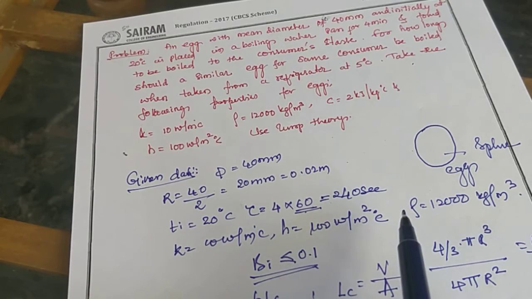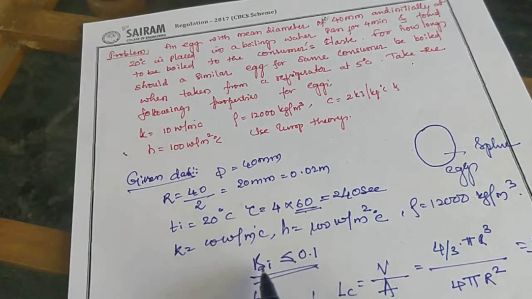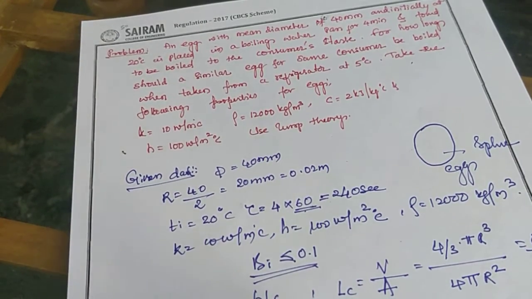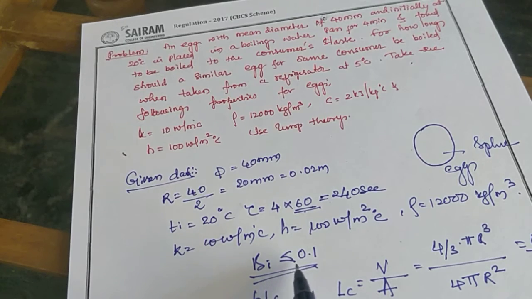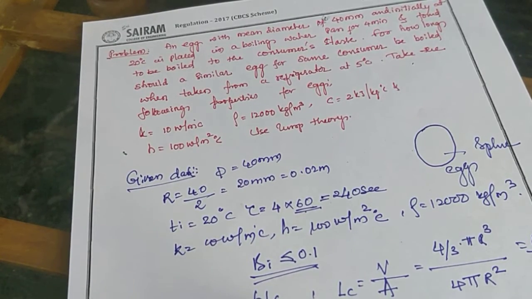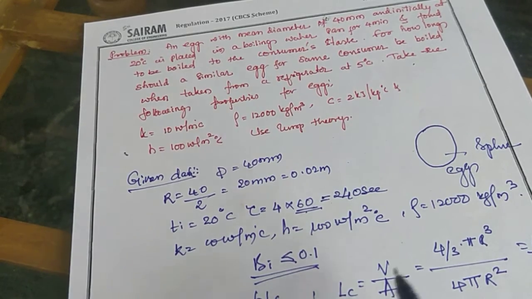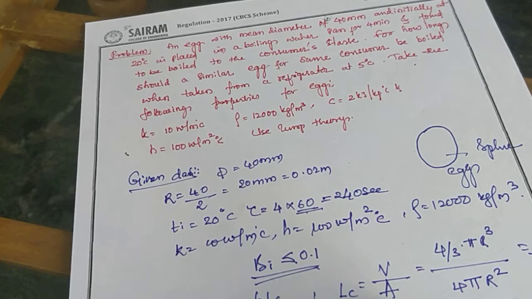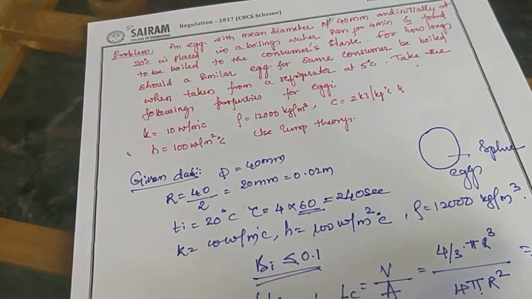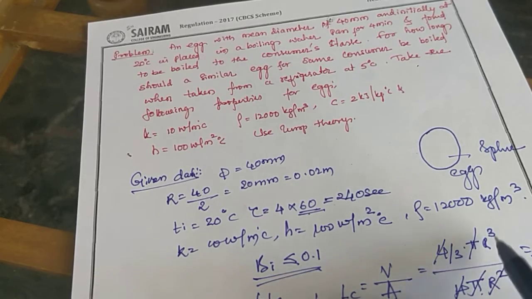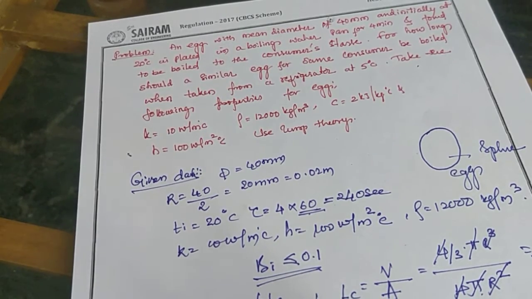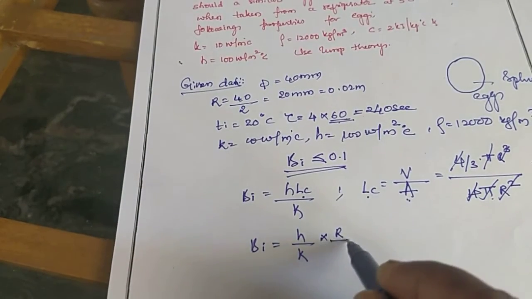But for using lumped theory, the required condition is that the Biot number is less than 0.1, because in the problem they said to use lumped theory, so we have to check this Biot number. The Biot number is equal to h Lc by k, where Lc is the characteristic length. The characteristic length for this sphere is volume by surface area. So the volume of the sphere is 4 by 3 pi r cube, and the surface area is 4 pi r square. Here 4 and 4, pi and pi get cancelled, and only r remains, so Lc is r by 3. So the Biot number is h by k into r by 3.